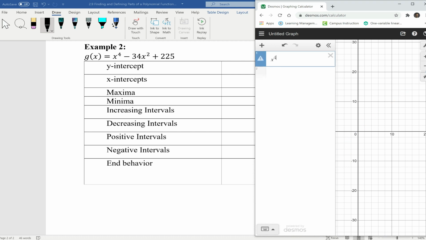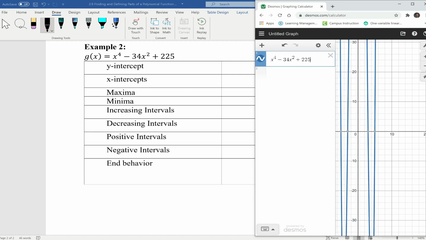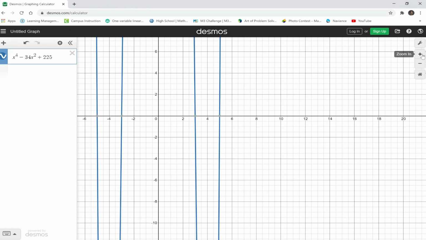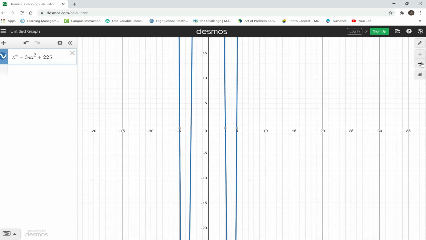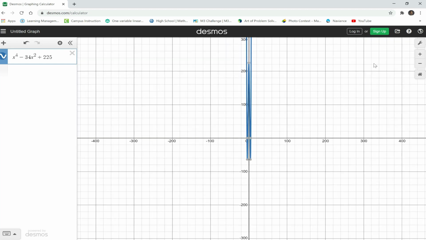x up to the 4th minus 34x up to the 2nd plus 225. So this function, we need to fix the window so we can see the full function.